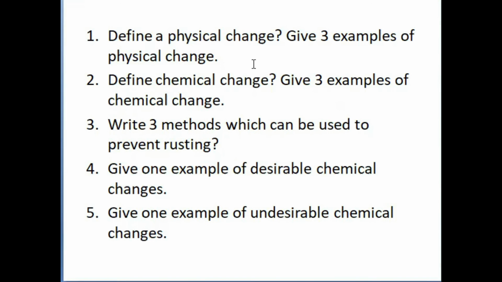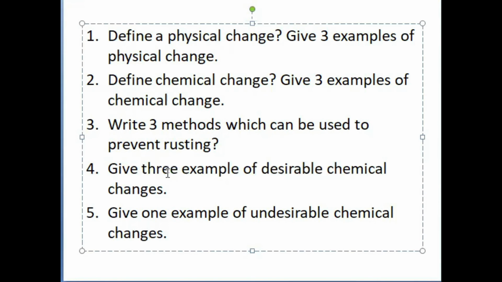Define a physical change. Give 3 examples of physical change. Question number 2. Define chemical change. Give 3 examples of chemical change. Question number 3. Write 3 methods which can be used to prevent rusting. Question number 4. Give 3 examples of desirable chemical changes. And question number 5. Give 3 examples of undesirable chemical changes.